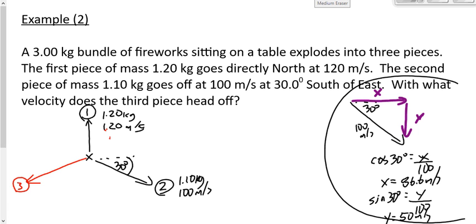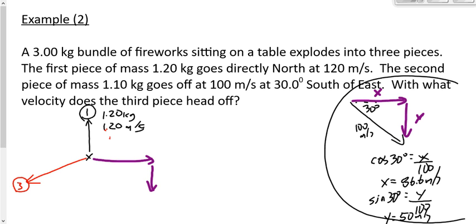I like to erase this, and I like to draw in this. You see what I just did there? I replaced that 100 meters per second with 86.6 meters per second and 50 meters per second. And of course, the mass of it is still going to be 1.10 kilograms.